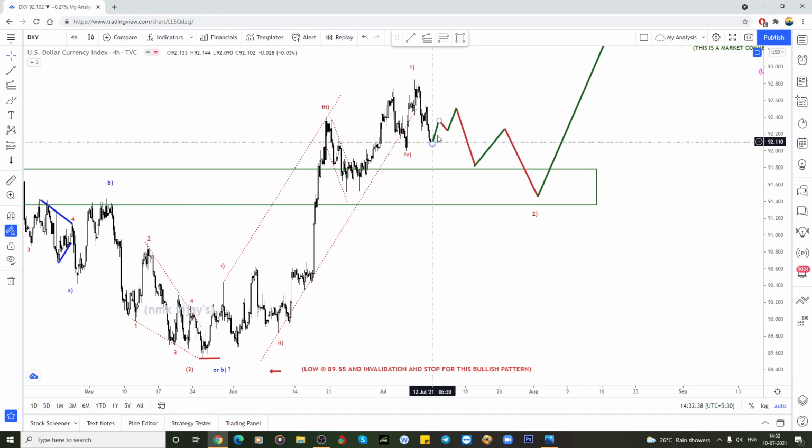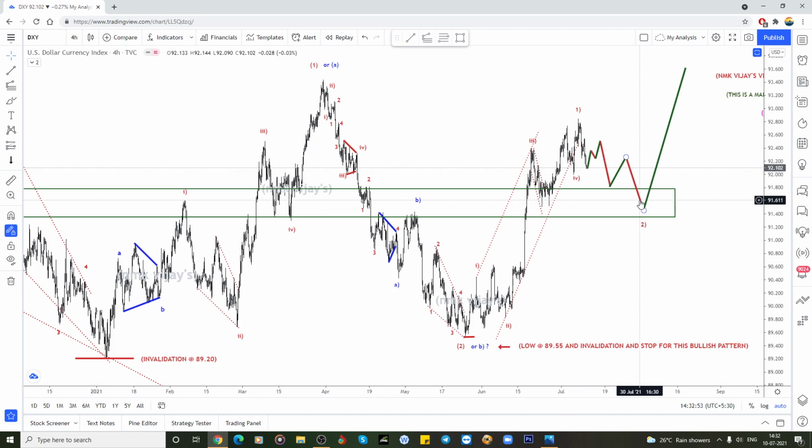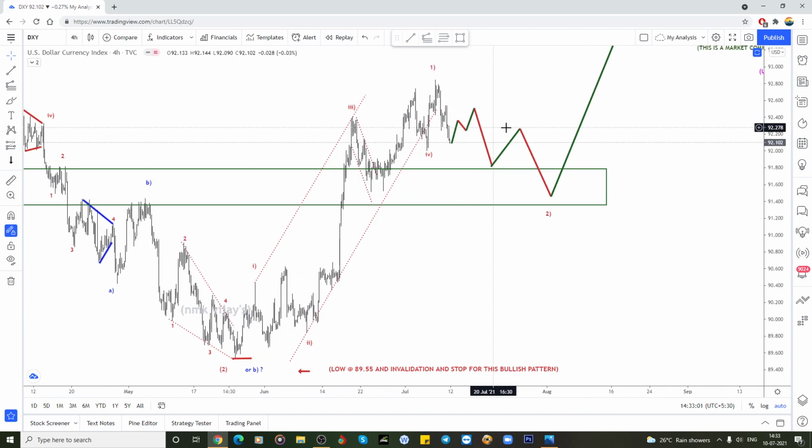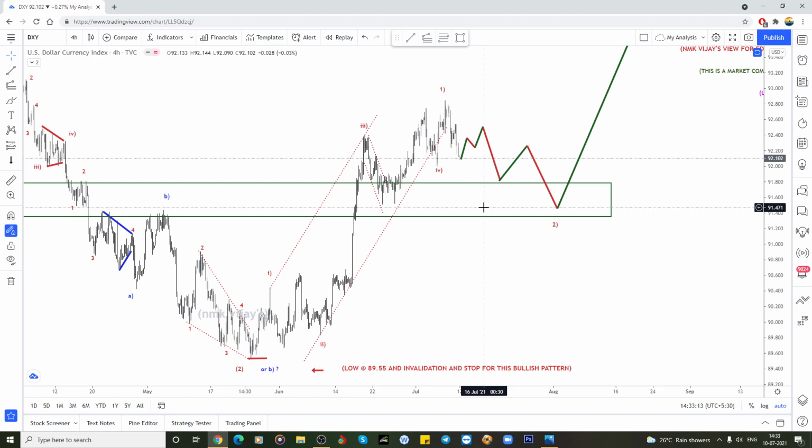See, if I make this a three-wave structure, in the three-wave structure it could be a complex correction also. So again, there will be three-wave structures. What I'm trying to say is, in the bigger time frame, we need three-wave structures. If you zoom into 4 hours, 1 hour, and 15 minutes, that will be a very complex correction in the 15 minutes, and in the 1 hour it should be a complex correction, and in 4 hours it looks like a simple correction. And if you look at the daily chart, that will be a very simple correction.